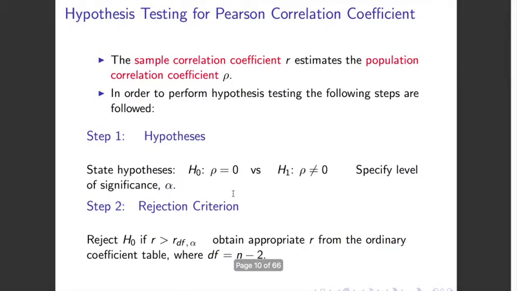Then we have the rejection criterion. We reject H0 if our test statistic, which we will calculate, R, is greater than R with degrees of freedom alpha, and we get this value from the tables in your books, from the ordinary coefficient table, and your degrees of freedom is n-2.